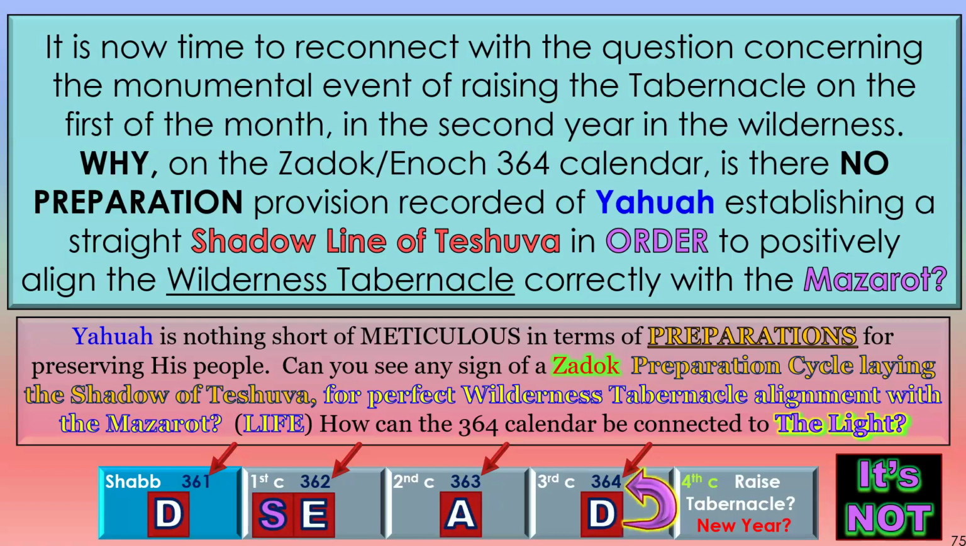So what is dead with the Dead Sea calendar, the Dead Sea Scroll? It's 364 days a year. That's what's dead. It does not exist in the kingdom of Yahuwah.